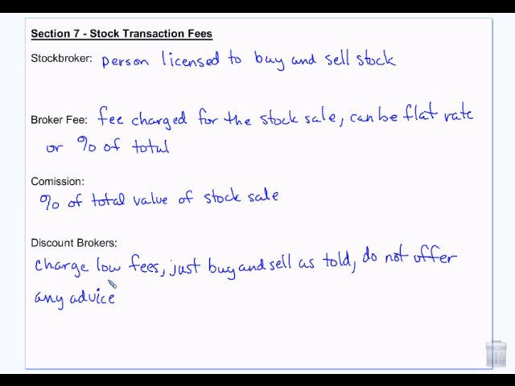So it wouldn't be like per share? No, it's not per share. It's per transaction, and the transaction is for an amount of shares. Discount brokers have really low fees, but they only do what you tell them to do. They don't offer you any advice.